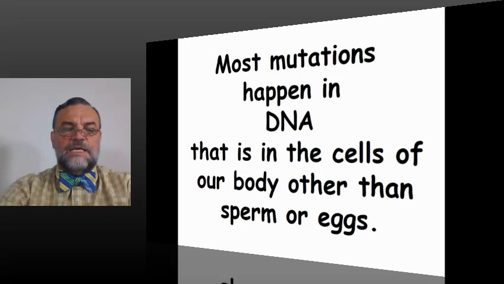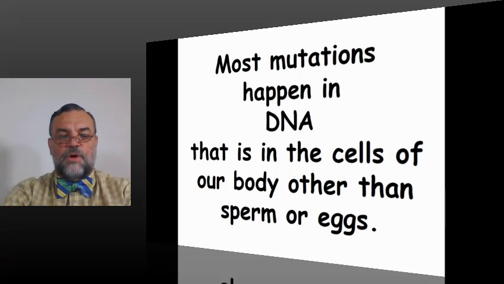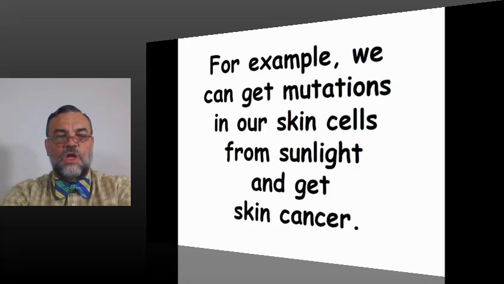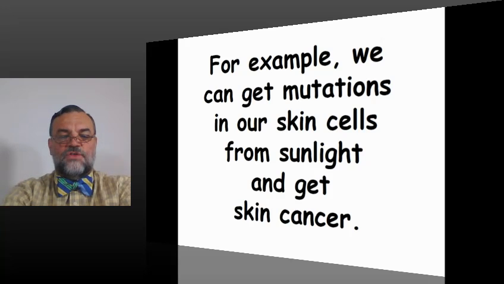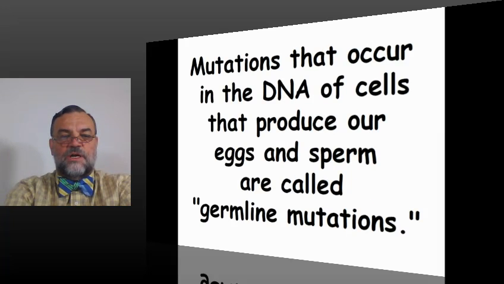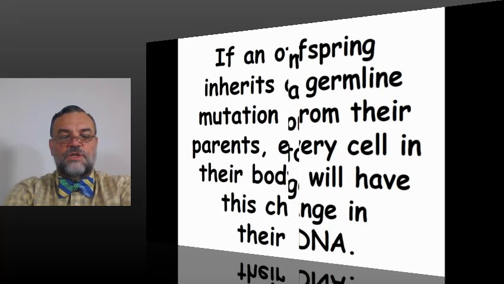Most mutations happen in DNA that is in the cells of our body other than sperm or eggs. These are called somatic mutations. For example, we can get mutations in our skin cells from sunlight and get skin cancer. These kinds of mutations, somatic, won't be passed on to the next generation. Mutations that occur in the DNA of cells that produce our eggs and sperm are called germline mutations. Germline mutations are passed from parent to child, from one generation to the next.